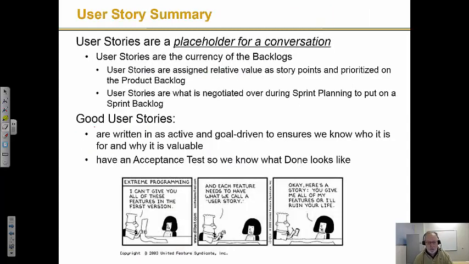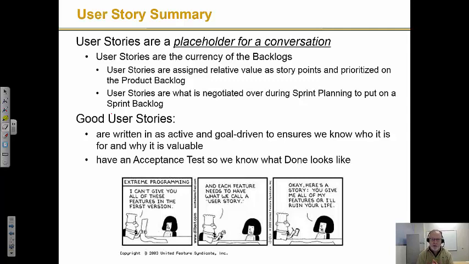Okay. Summary. All right. So that's it for user stories. Very important things to remember here. First, user stories are a placeholder for a conversation. They are not the requirement. They are the conversation, and it's the token. It's the thing that reminds you of the conversation, which is that common understanding of the customer need between customers, product owners, developers, everybody on the team.